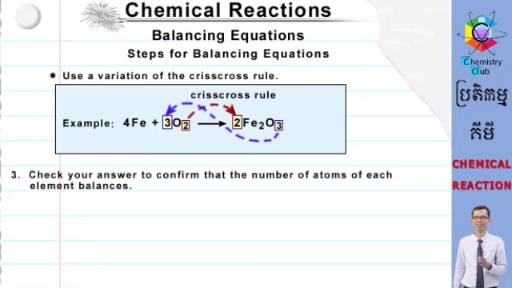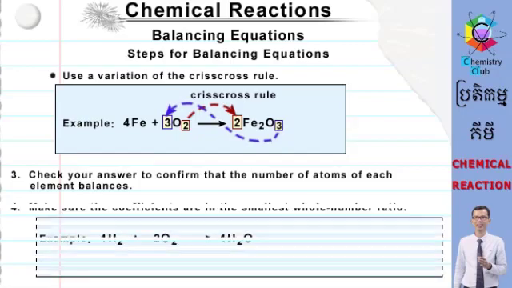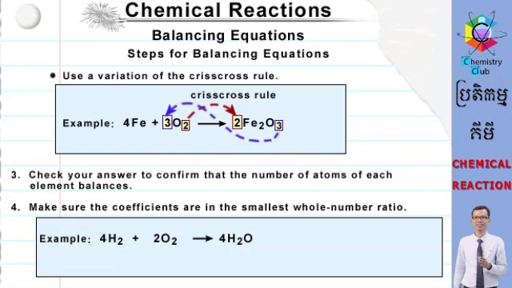The third step in balancing equations is to confirm the number of atoms of each element balances. Finally, make sure the coefficients are in their smallest whole number ratio. In the example on the screen, the coefficients are not in their lowest whole number ratio because they are all evenly divisible by 2.